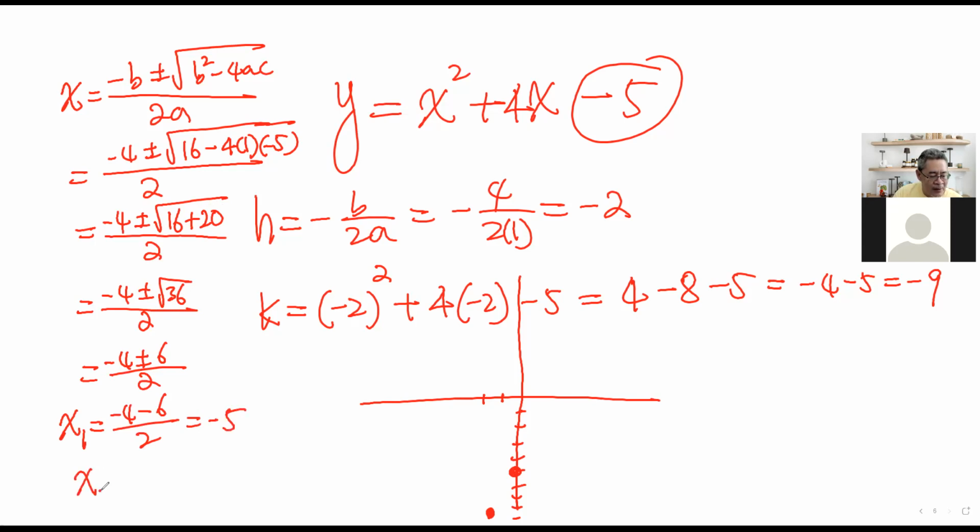The other one is minus 4 plus 6 over 2. That is 2 over 2, which is 1. So we know that there's a y-intercept here and also the negative 5. Okay, negative 1, negative 2, 3, 4, 5.